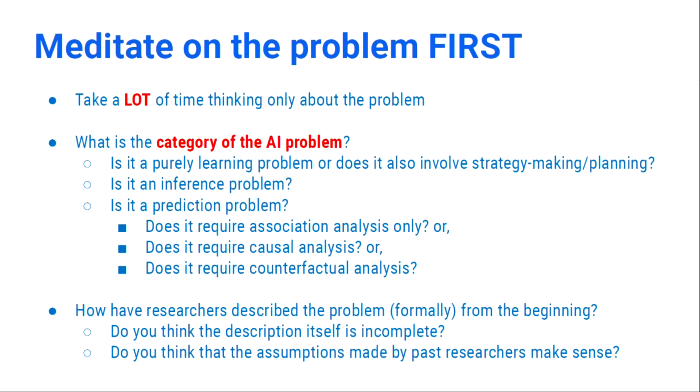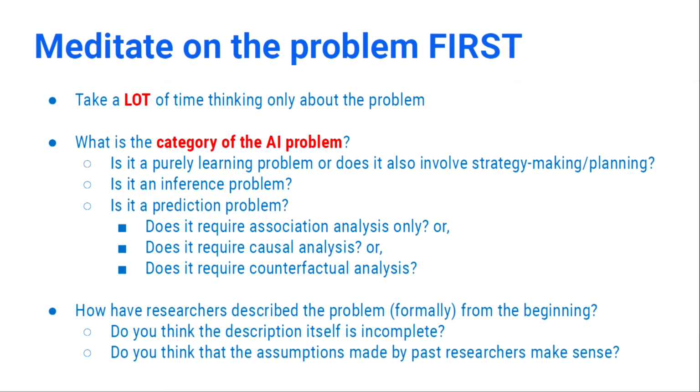Yes, let's say, what category of AI problem? I mean, this is something so important that many people miss out on this. What is this category of AI problem? Is it a purely learning problem, or does it also involve strategy making and planning? That's the first thing. Not every AI problem is a learning problem. Is it an inference problem, like a deductive inference problem or a statistical inference problem, or is it a prediction problem? So that is something we need to understand, right?